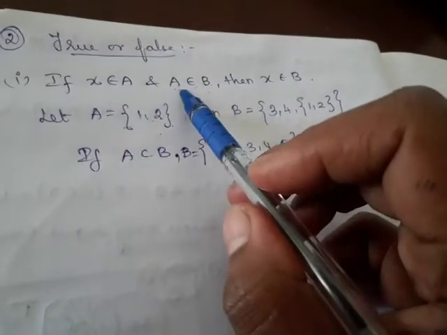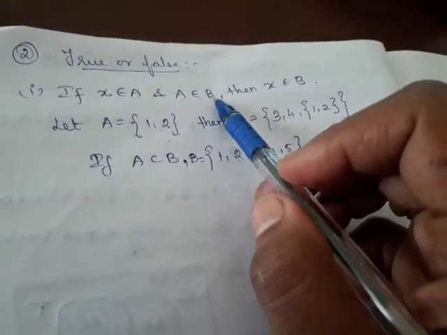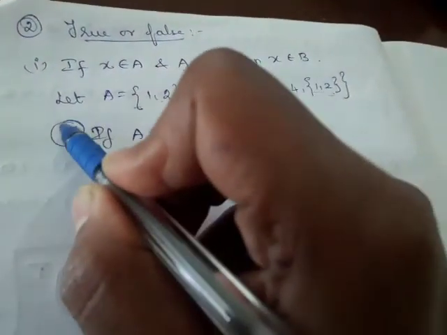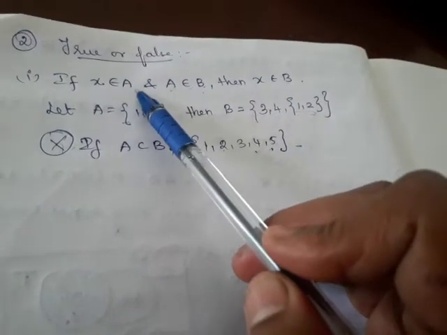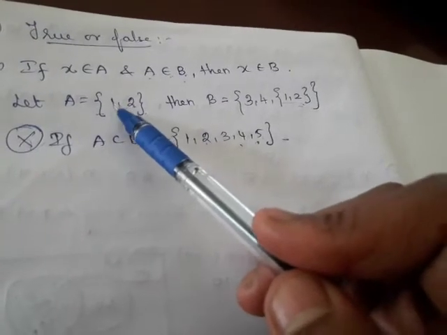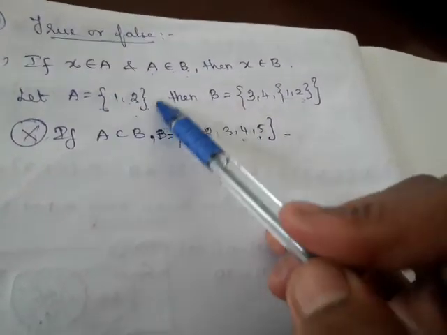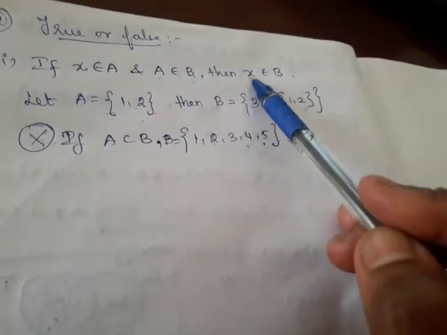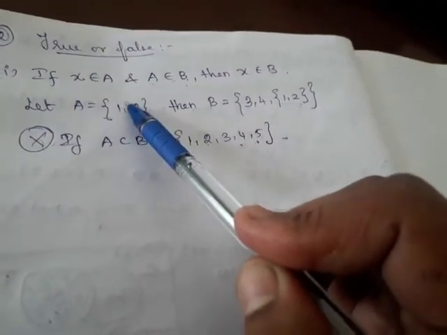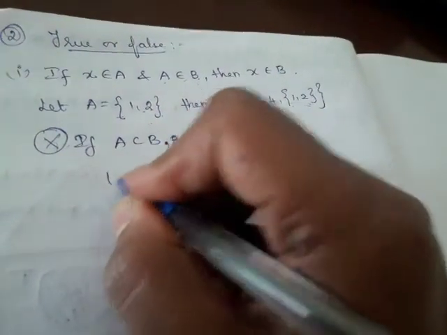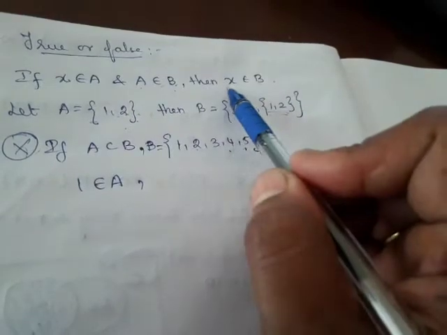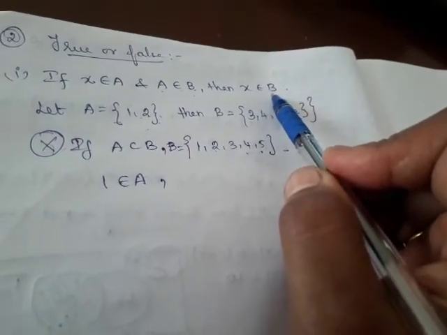Hope you understood. But here the statement is A is an element of B, which means the entire set A is an element of B. Now this is not a part of our question, so leave it. Now if x is an element of A, let us say A has elements 1 and 2, and A is an element of B, then x is an element of B. So choose one element from A. Say I am going to choose 1. Now 1 belongs to A. Now if 1 belongs to A, then that 1 also belongs to B is the statement.